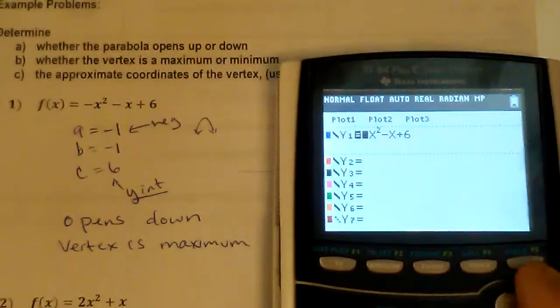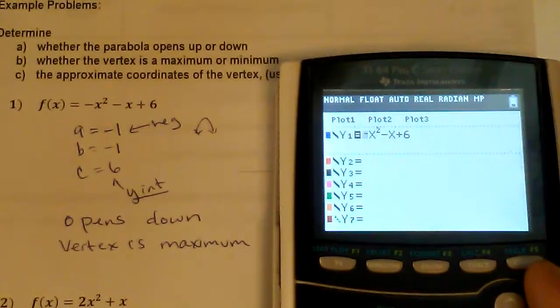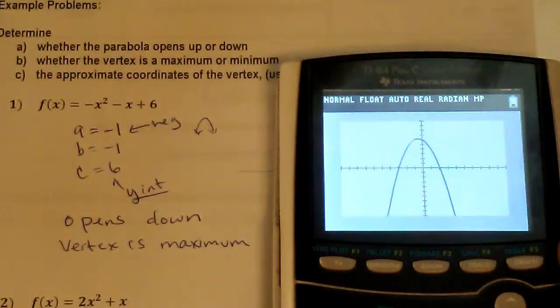I've already entered my quadratic, so there it is. Why don't you try the same thing? And so here's my quadratic. Now I'm going to go ahead and look at the graph just to see what it looks like. I already have an idea. Opens down. Y-intercept at 6. There it is. Yep. So it looks consistent.